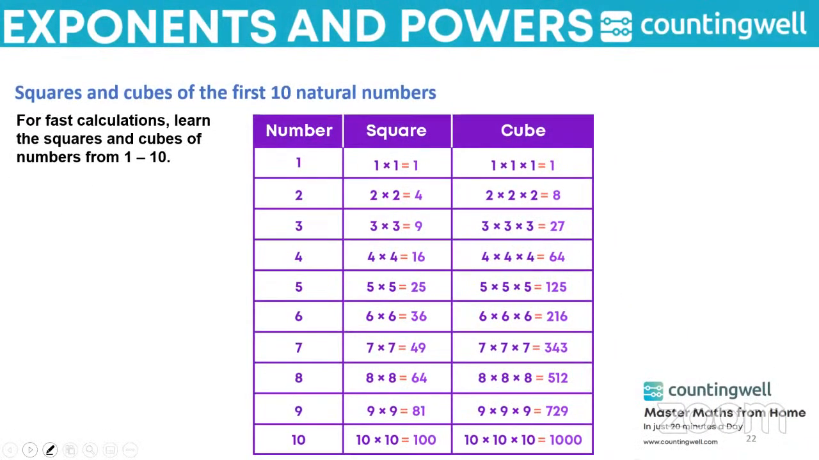Let us see a trick for faster calculation. The trick is to learn the squares and cubes of the first 10 natural numbers at least. So you have to learn what is the square of 4 and what is the cube of 4, what is the square of 8 and what is the cube of 8, and so on.